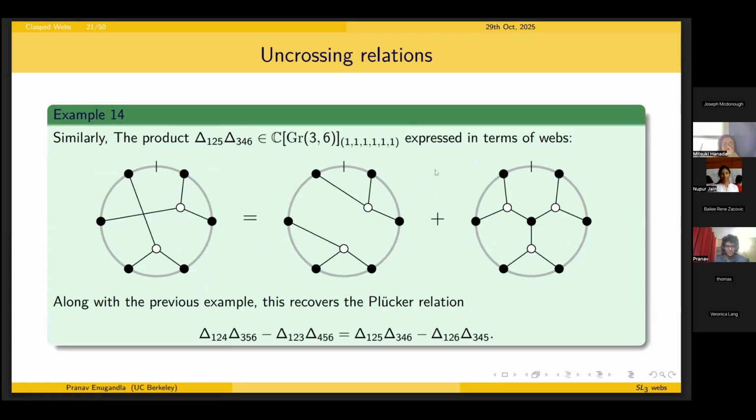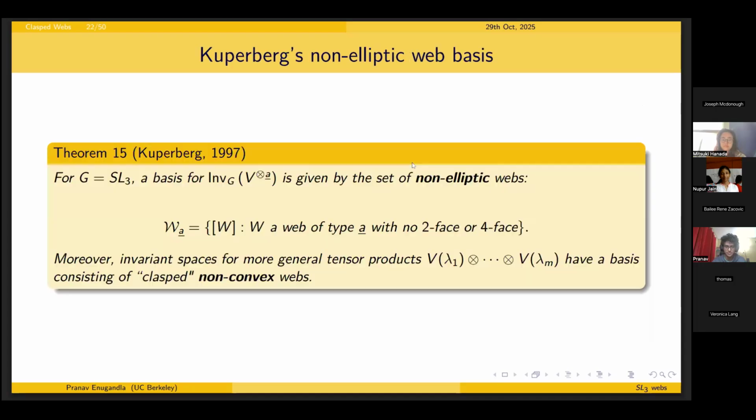So this is one manifestation of the Plücker relation, if that's something you care about, which comes from the coordinate ring of the Grassmannian. If not, these are just some linear combinations of graphs, right?